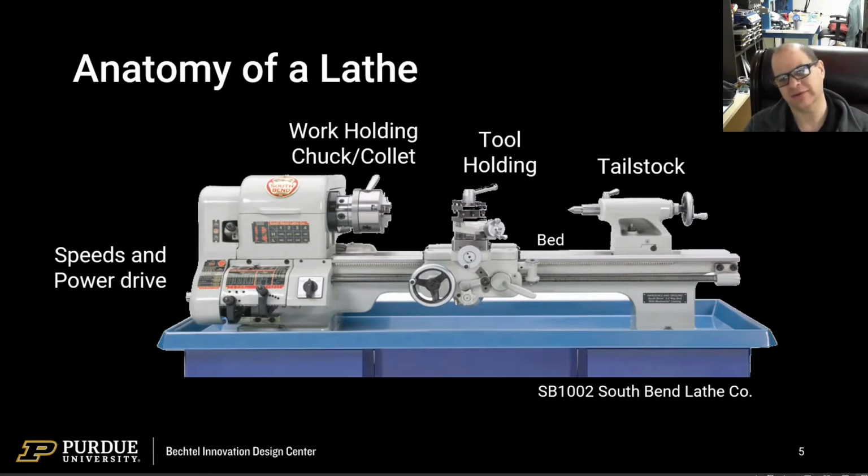The work holding is also at the other end of the bed in the tailstock, which we will talk about for longer bars. So basically, for short pieces of stock, you would hold it in the chuck or in the collet, and you would have a piece sticking out, which you would then bring the tools to via the tool holding, which is the saddle and tool post in the middle, and you would use it to cut into the piece.